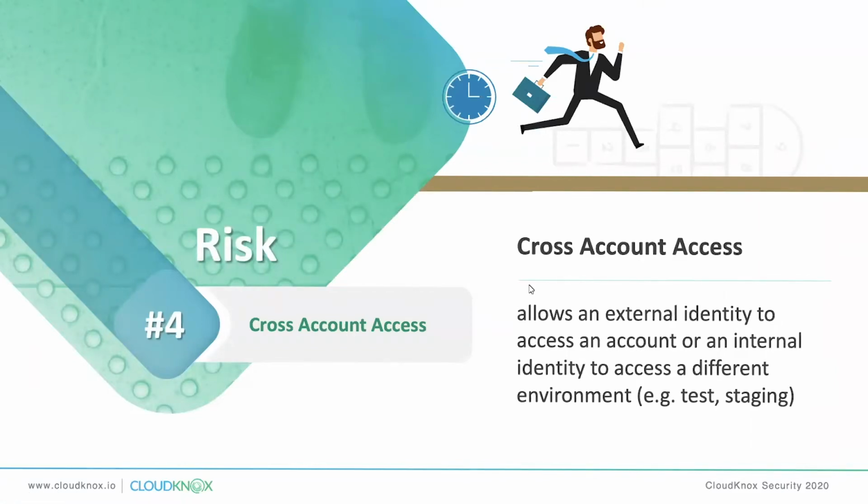Yep, thanks, Neil. The fourth risk here is cross-account access. It exists in many AWS environments. Cross-account access allows an external identity to access an account or an internal identity to access different environments. An external identity could be a third-party cybersecurity tool or possibly an MSP managing your cloud infrastructure, whereas an internal identity could be your developers or your cloud admins or even non-human identities such as serverless functions or EC2 instances or even security audit roles.